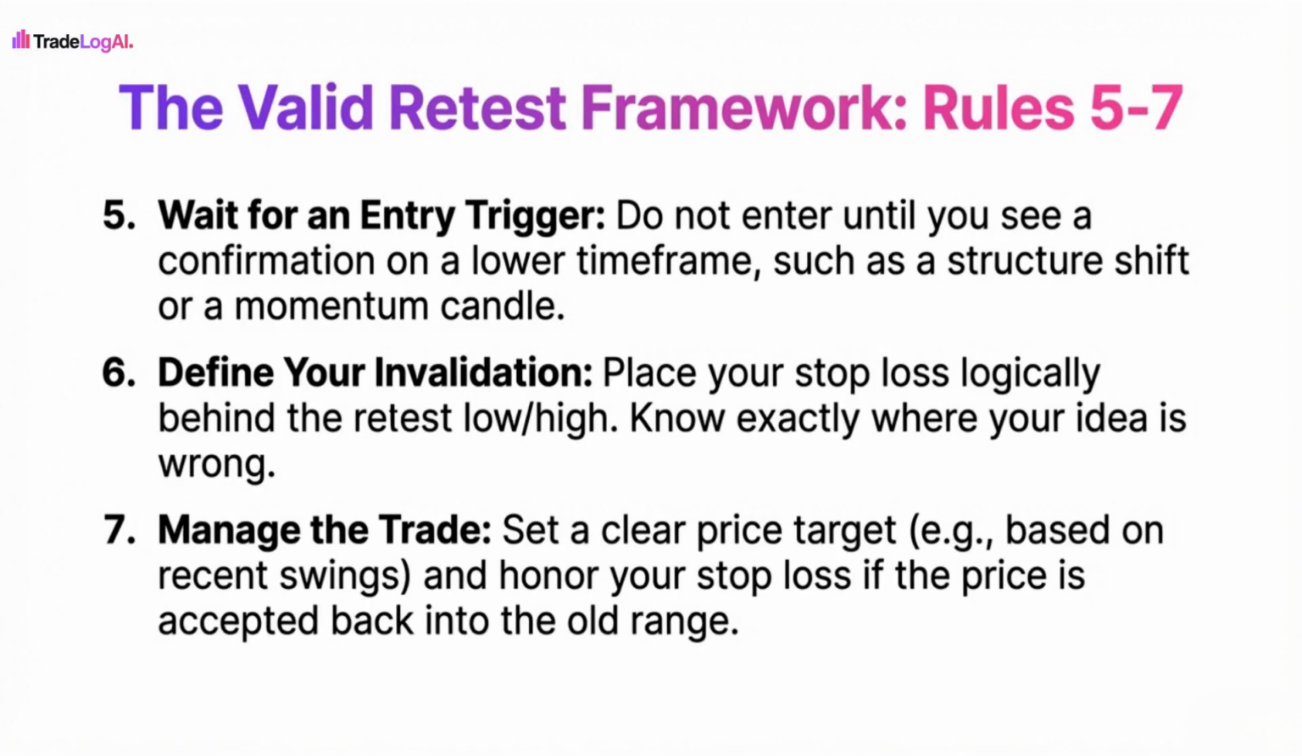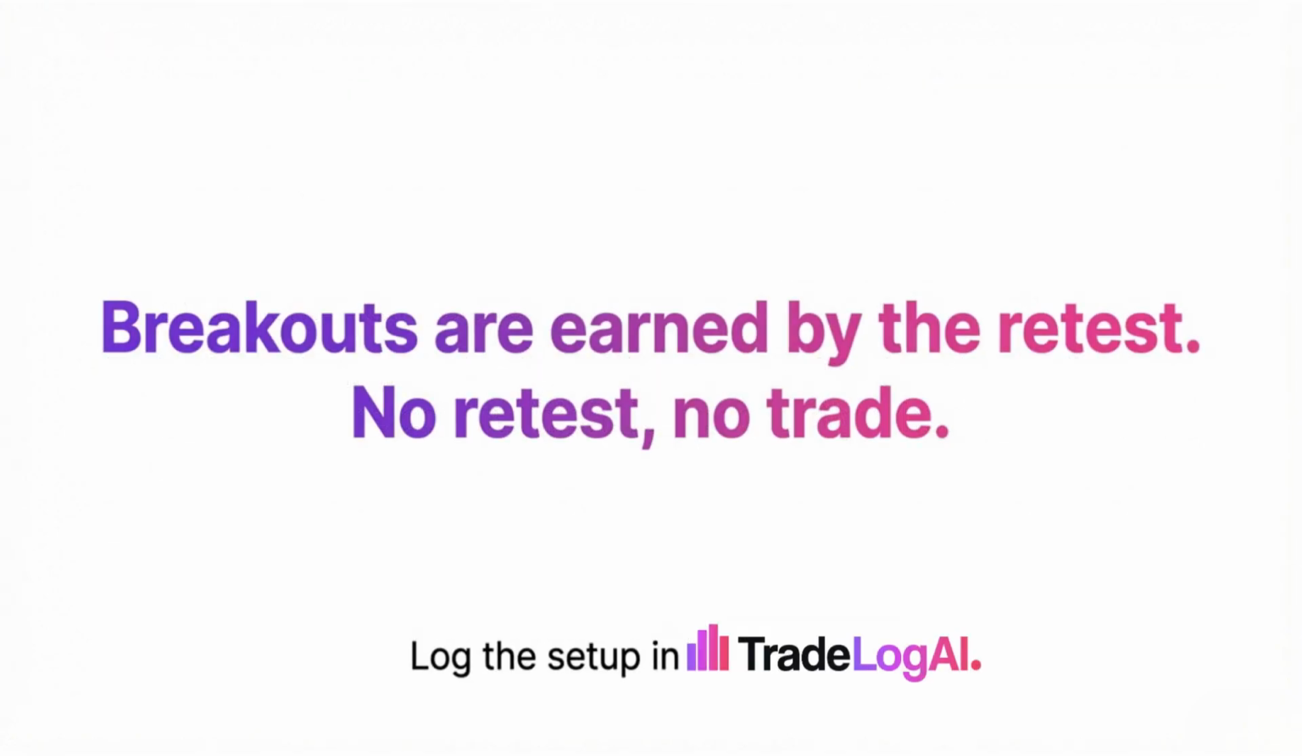Rule 5. Wait for an entry trigger. Structure shift, momentum candle, or reclaim on a lower time frame. Rule 6. Define invalidation. Know exactly where the idea breaks and place the stop logically behind structure. Rule 7. Manage the trade. Set a clear target based on structure, and if price gets accepted back into the old range, respect the failure and exit. Breakouts are earned by the retest.